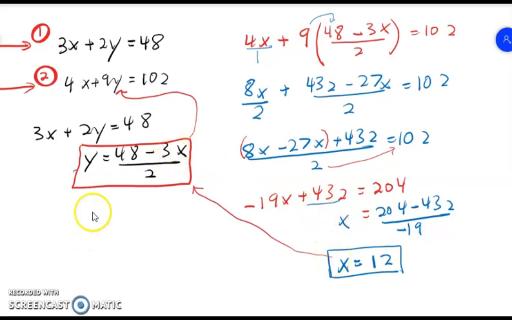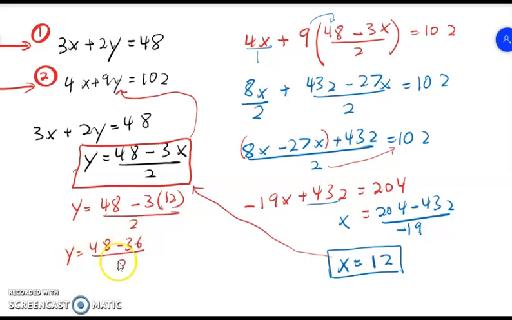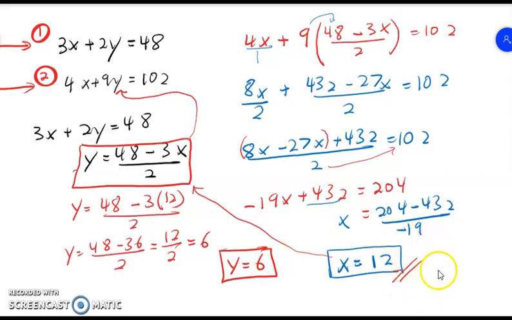So y is equals to 48 minus 3. Substitute the value of the x over here. Okay, so you'll be getting y is 48 minus 36 over 2. So you will be getting that 12 divided by 2 equals to 6. Now you have the answers. Y is equals to 6 and x is equals to 12. Okay, this is the way of how to do simultaneous equation using a substitution method.